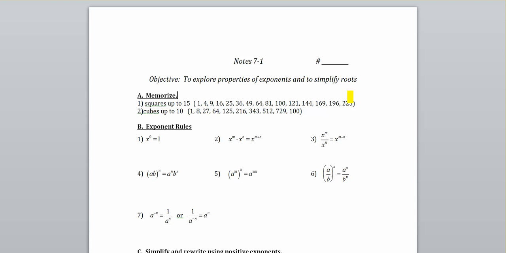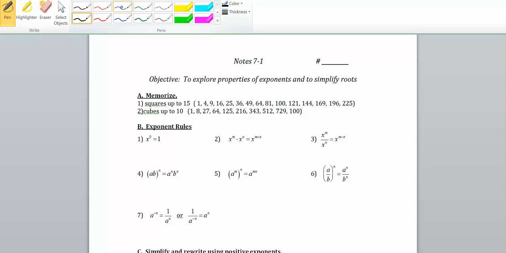you get those memorized. Same thing with the cubes up to 10. Typically, you guys are probably good up to like 5 cubed, but we need to work on 6, 7, 8, 9, and 10 cubed, all right? The other thing that we're going to need are the exponent rules. In order to be able to solve these problems, we need to know the rules of exponents.